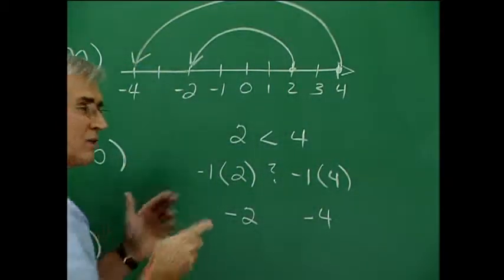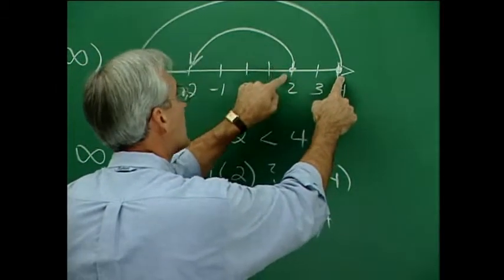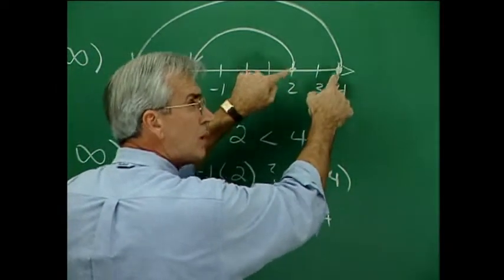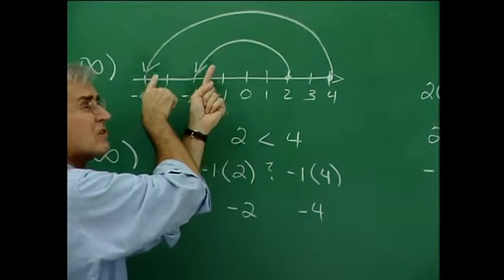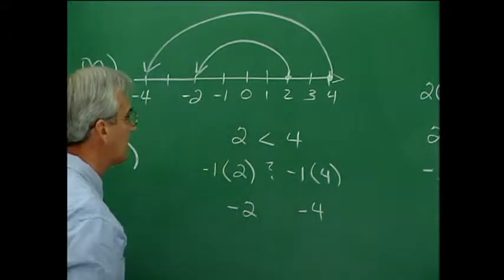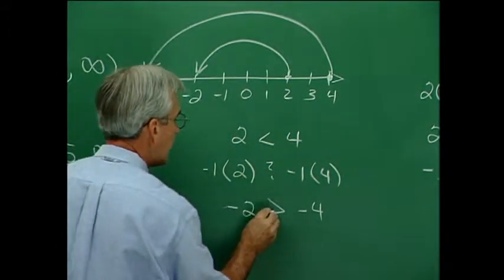Now, inequalities are all about order relationships. 2 is less than 4 because 2 lies to the left of 4 on the number line. But when we multiply by -1, look at what happens. Boom, they're in a different order. So it changes the order of things. That's what multiplication by negatives is all about. So that's why the sense needs to change.